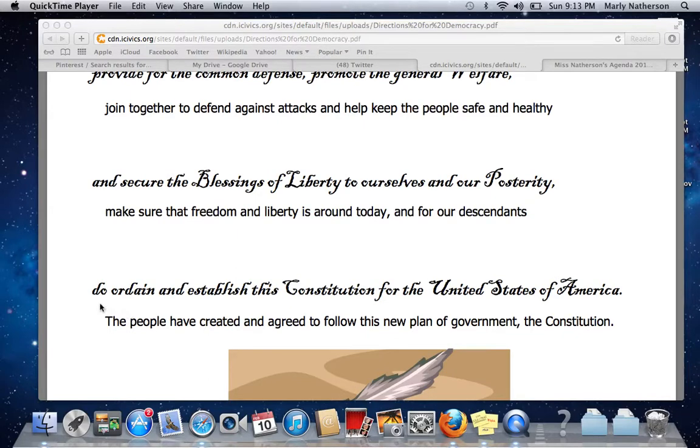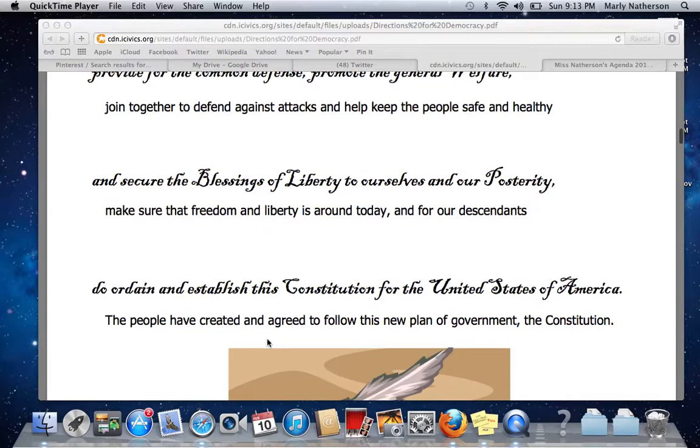And the last line is kind of like a commitment. It says, we do ordain and establish this Constitution for the United States of America. And I really like the translation here. Just like saying, we have created this document and we agree to follow it. Not just the people that wrote it, but everybody. We are all going to follow this rule book. And that's the preamble. It's not as confusing as it first seems.